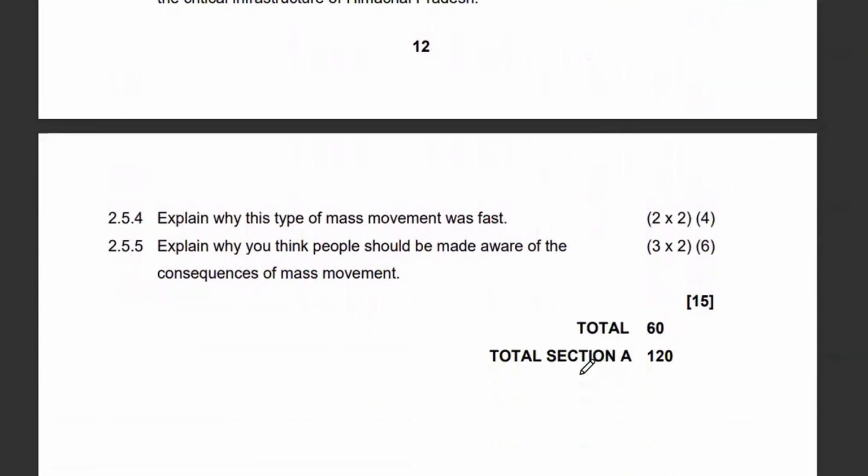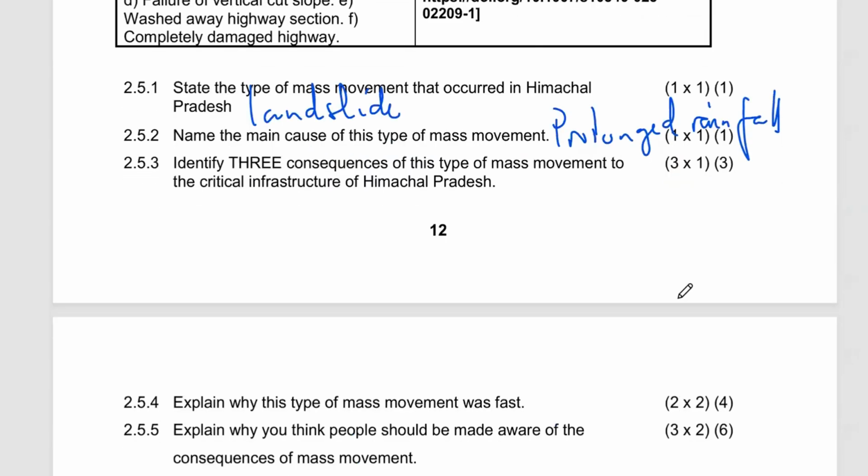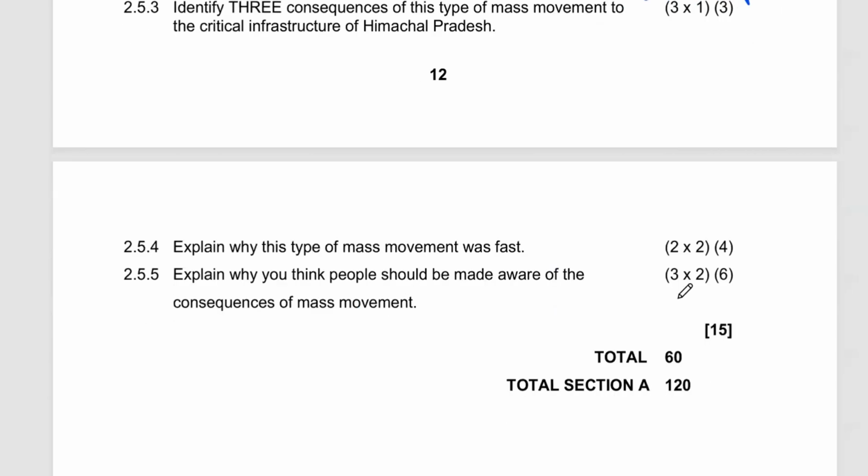Right, then if we check on the next question, what happens? We're looking at the type of mass movement. We said it was caused by prolonged rainfall. And the three consequences, we've highlighted them from the extract. So the next question is saying, explain why this type of mass movement was fast. Why was the landslide fast? Right. We can attribute the speed of the landslide to the heavy rain.